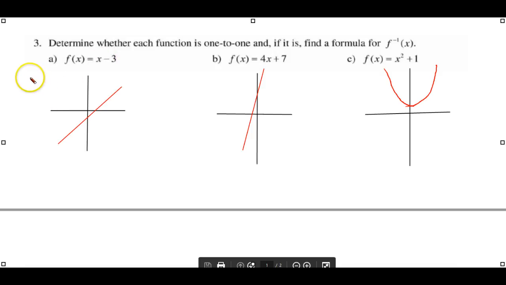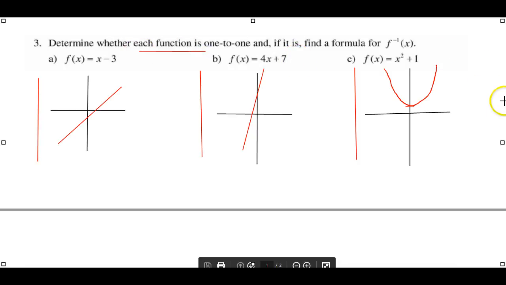Does it pass the vertical line test? Yes. Does this one pass the vertical line test? Yes. Does this one pass the vertical line test? Yes, they all pass the vertical line test. So they are functions. They're saying that they are functions.